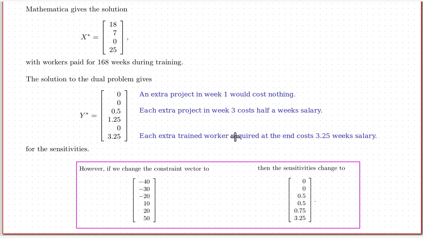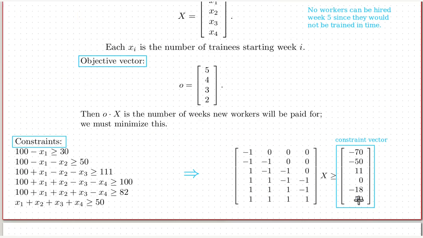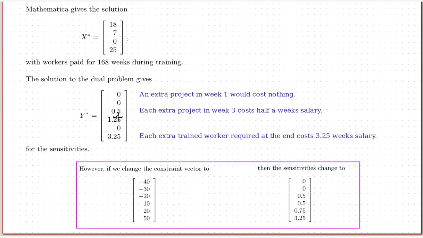Let me see, jumping to the last sensitivity, this is the sensitivity with respect to the last number in the constraint vector. So if we want to increase this number 50, now remember this number represented the total number of hires, the total number of new accountants we want. If we want to have more than 50 people added to the firm permanently, more than 50 people on the payroll at the end of this training period, then that's very expensive. That's going to cost us 3.25 weeks of salary for every new employee we want to add.